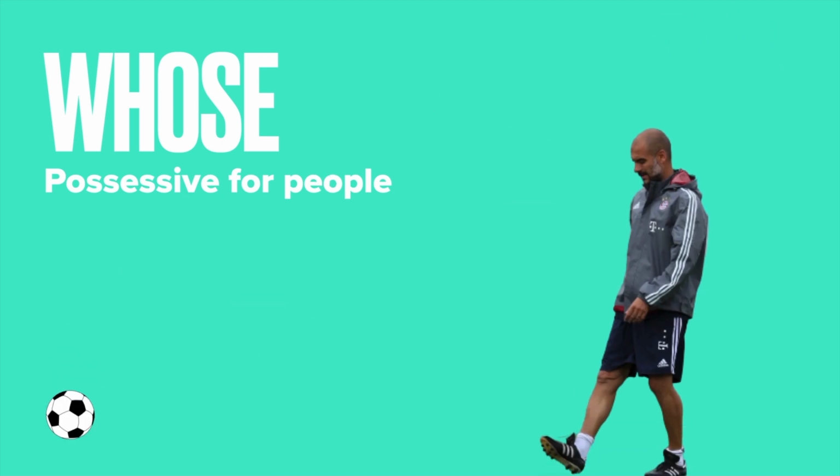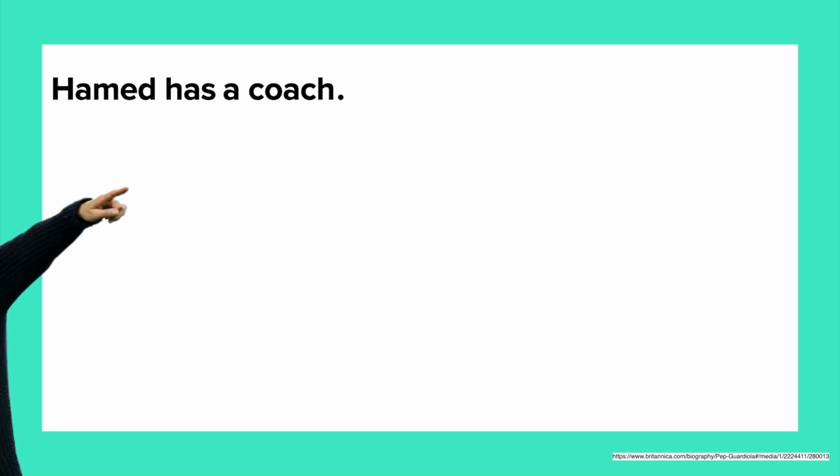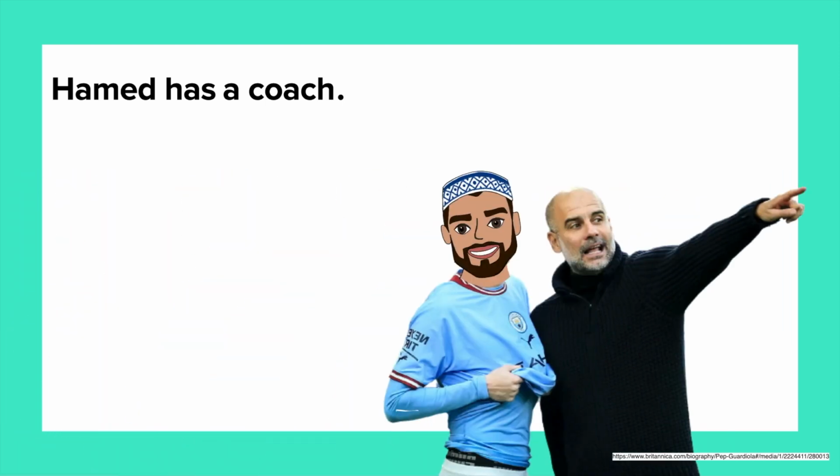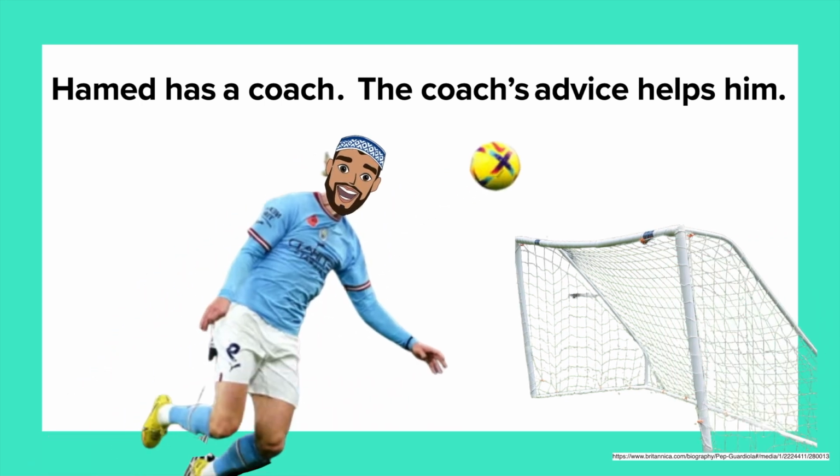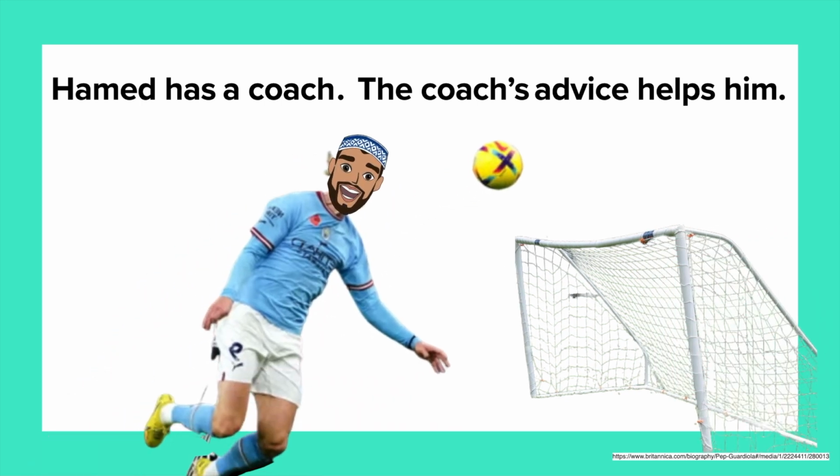Our next relative pronoun, whose, is used to refer to possessions of people. Here's our example. Hamid has a coach. That looks like a good coach. The coach's advice helps him. Wow, helped him a lot.